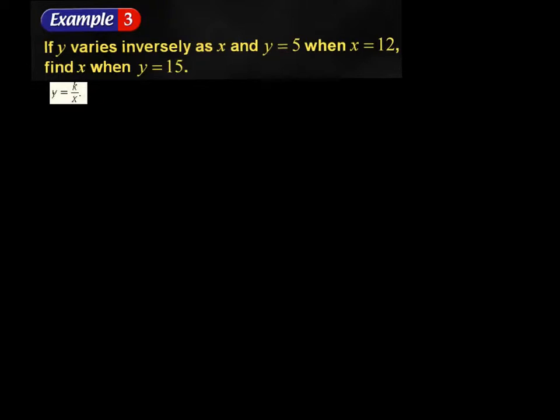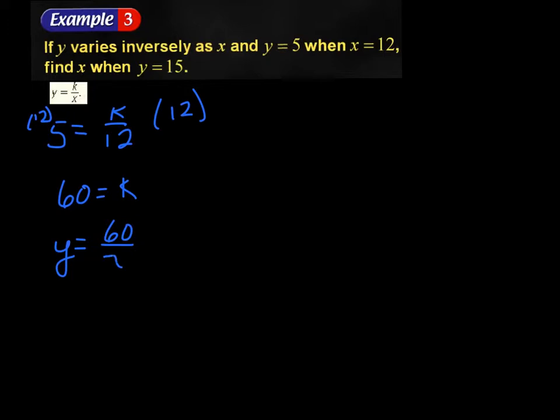If y varies inversely as x and y equals 5 when x equals 12, find x when y equals 15. I'm going to do this one using both methods so you can compare and decide which one you like better. First, we're going to use the first equation we had, substituting in: 5 equals k over 12. So we multiply both sides by 12, and we get 60 equals k. So our equation is going to be y equals 60 over x.